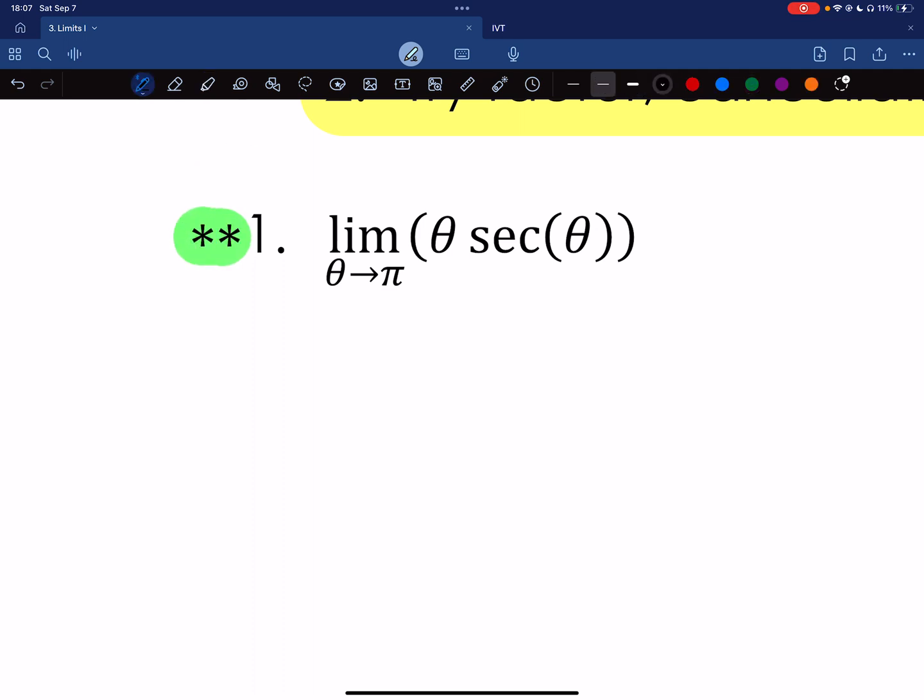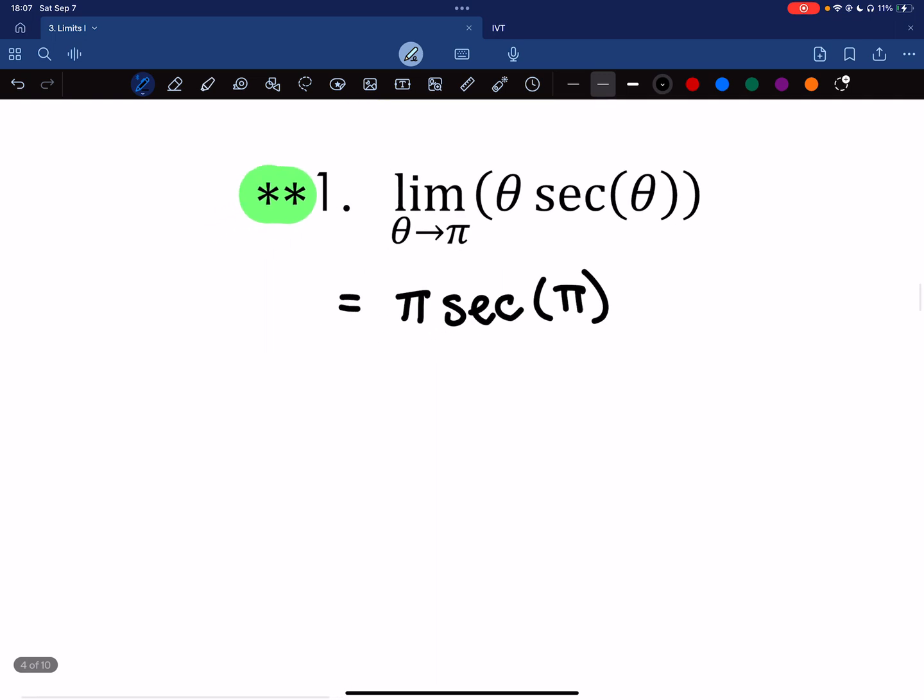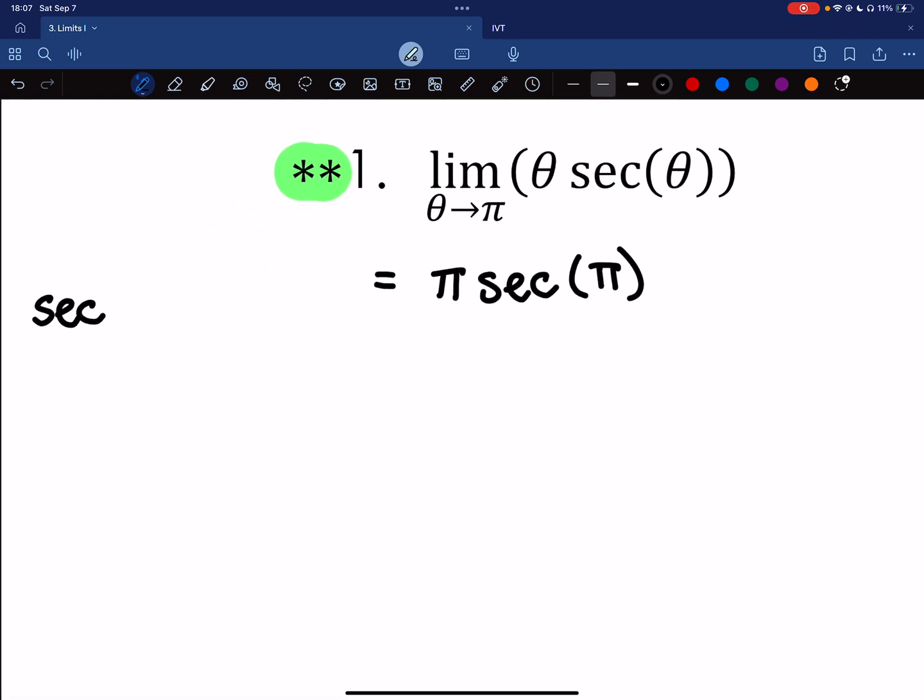So here we go. The limit as theta approaches pi of theta secant theta. So automatically direct substitution. Once you plug in pi into the equation, you drop the limit statement. So pi secant pi. This is where we need to know that secant theta is the same thing as 1 over cosine theta. So cosine of pi is negative 1. So secant would be 1 over a negative 1, which is just negative 1.